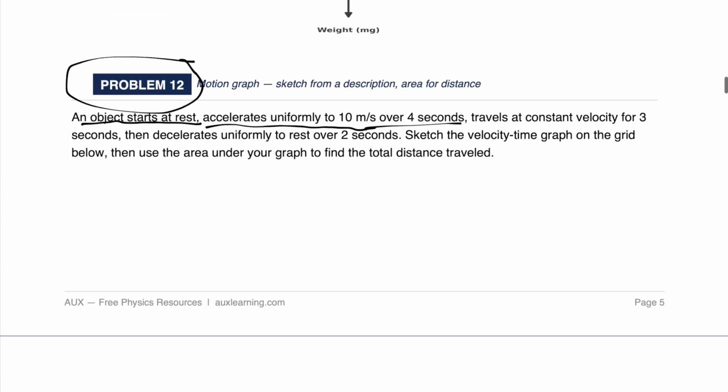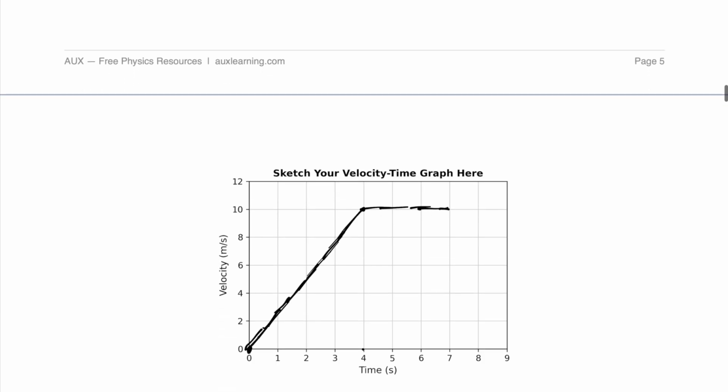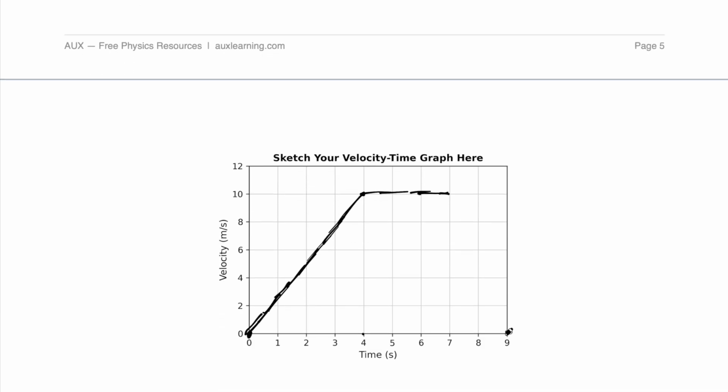And then it decelerates uniformly to rest over 2 seconds. So all the way to rest means all the way down here. Uniformly means same again, constant slope.